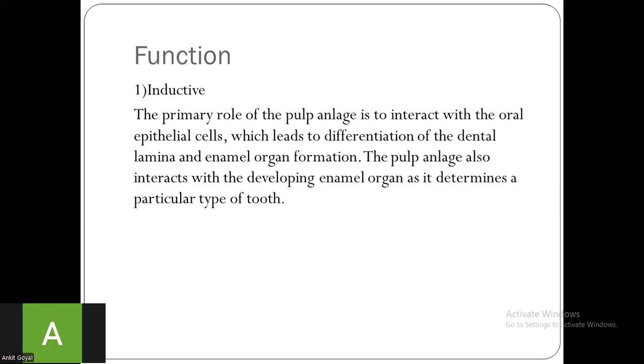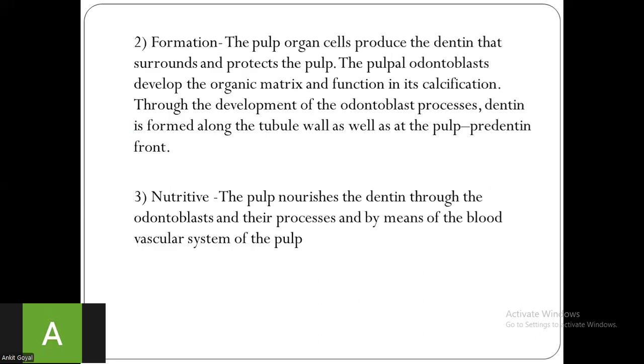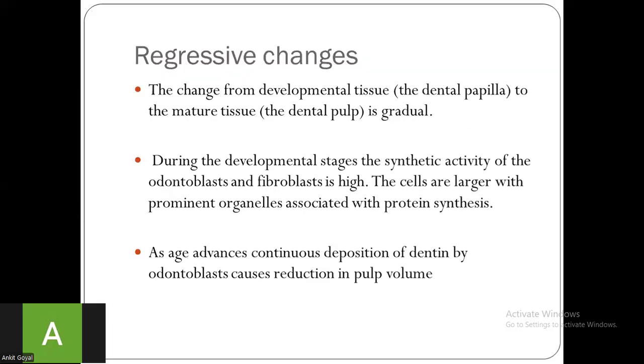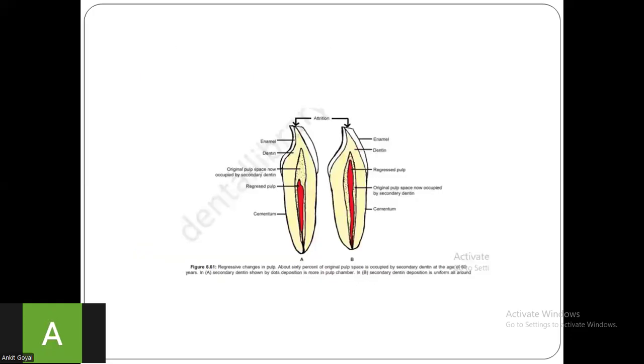Now the functions are inductive, formation of dentin, nutritive, protection, defense or reparative, and the regressive changes. So regressive changes are the changes which occur due to age advancement. As we know, as the age advances, the volume of the pulp decreases, the cellular portion of the pulp decreases, and the collagen fibers of the pulp increase.